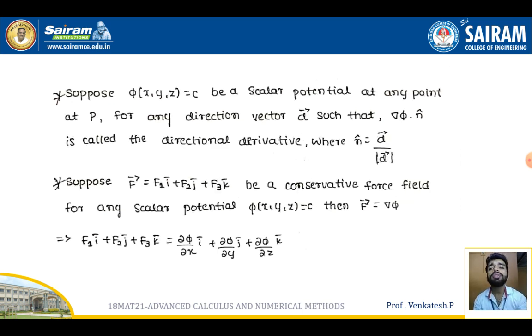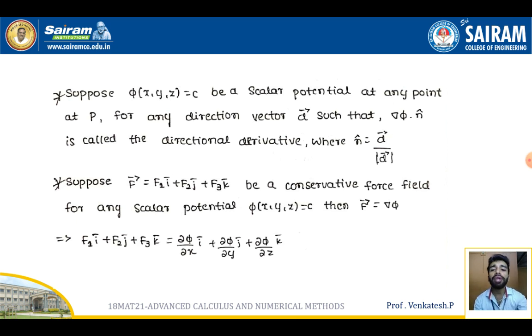One more, suppose the scalar function pi of x, y, z is equal to c, be a scalar potential at any point p. Now for any direction of vector a, del pi dot n cap is called the directional derivative for this vector a. So how to calculate this? n is given by vector a divided by modulus of vector a, and this grad pi is given by finding the gradient of the given scalar function.